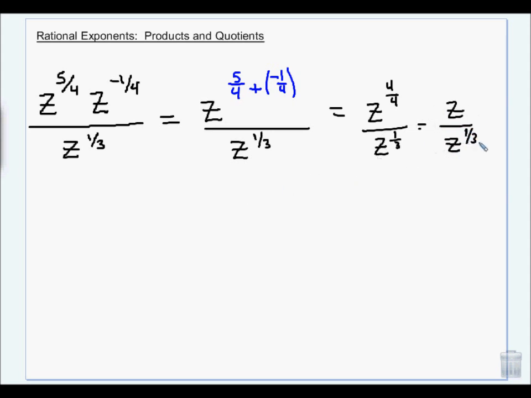Okay. Now I'll deal with this. And again, this is an invisible 1 right there, right? So now I have to subtract 1/3 from 1. So this becomes z to the 1 minus 1/3. Well, 1 is the same thing as 3/3. So I get z to the 2/3.